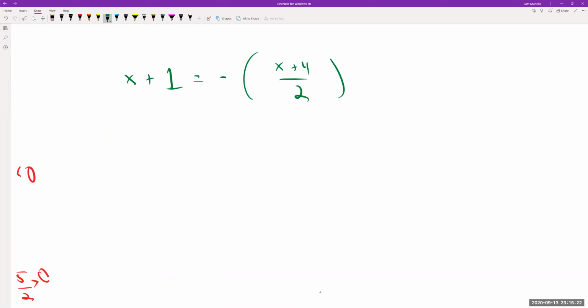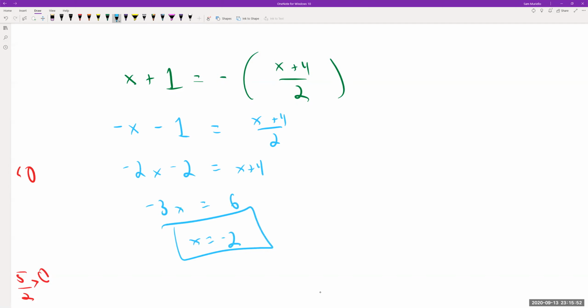So, let's go ahead and solve. I will need to multiply both sides by -1. This will give me negative x minus 1 is equal to x plus 4 over 2. Then multiplying by 2, negative 2x minus 2 equal to x plus 4. Negative 3x is equal to 6. X is equal to -2.